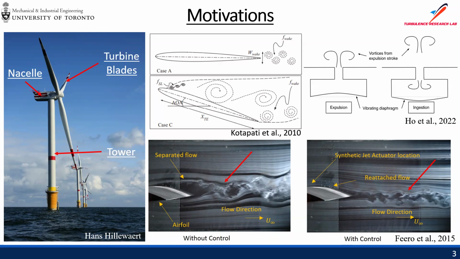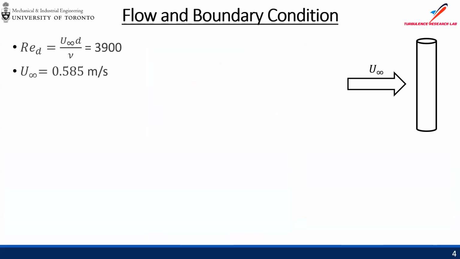My work focuses more on the tower side of the wind turbine. This can be simplified into a circular cylinder. It's not even quite a simplification, because the actual geometry is quite often a 2D cylinder. The Reynolds number is 3900, a little low, but it's still turbulent.